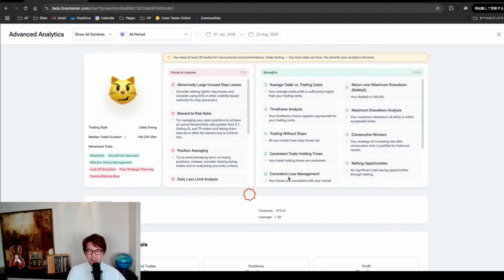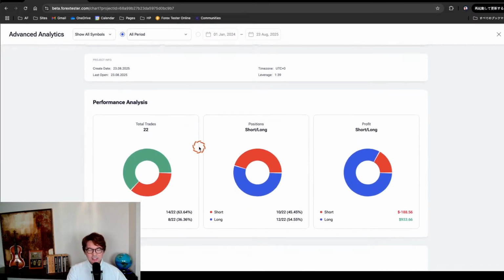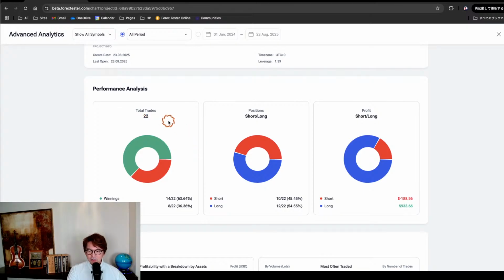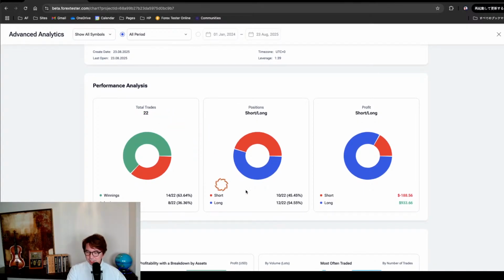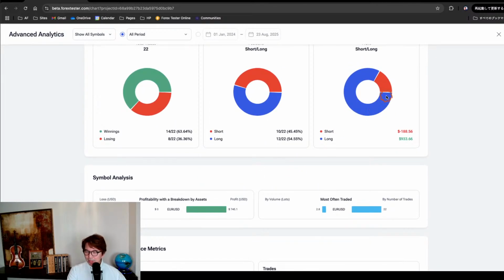So first, I want to review these. And if you scroll down, you see the stats, more detailed stats in numbers. I have 22 trades so far, short 45% and long 54%. Whenever I go long, I make profits, but shorts are in losses. So far the market seems more bullish, and that's why I made more profits by long than short. You can actually see the stats at a glance, which is a great help.